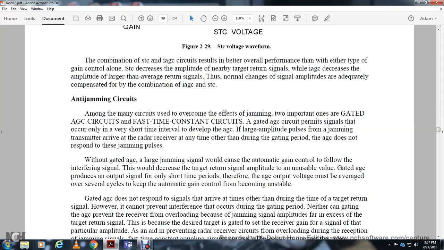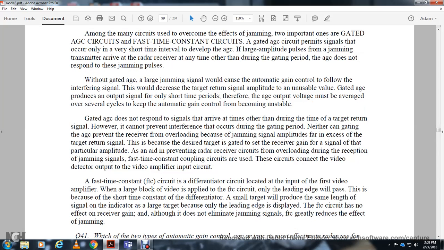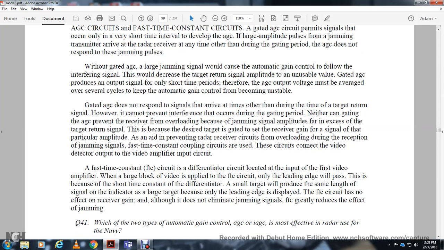The gated automatic gain control produces an output signal only for a short time period. Therefore, the automatic gain control output voltage must be averaged over several cycles to keep the automatic gain control from becoming unstable. Your gated automatic gain control does not respond to the signal if the average arrival time is other than during the time of the target return signal. However, it cannot prevent interference that occurs during the gating period. Neither can gating the automatic gain control prevent receiver overload because of the jamming signal amplitude instead of the target return signal.